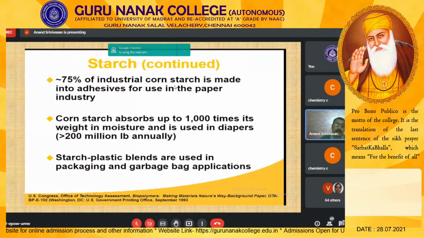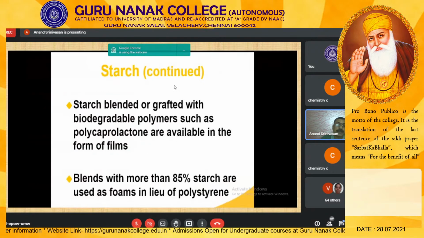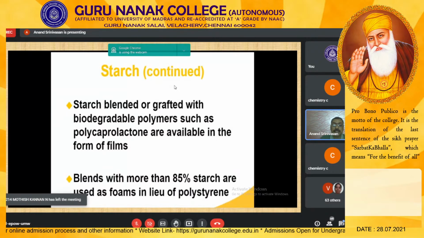Then starch plastic blends are used in packaging. Besides that, they are also used in the packaging industry. And starch blended or grafted with biodegradable polymers such as polycaprolactone is available in the form of film. So a combination of starch with polymers like polycaprolactone, a starch blend, can be used as a film for packaging application. And blends with more than 84% starch are used as foams in place of polystyrene. So you can also make products like thermocol using this starch material in combination with other polymers.